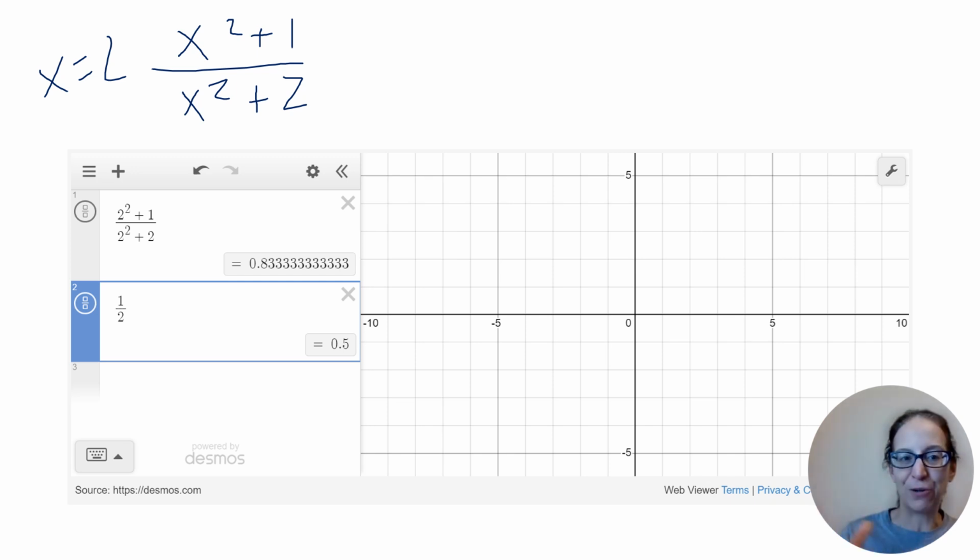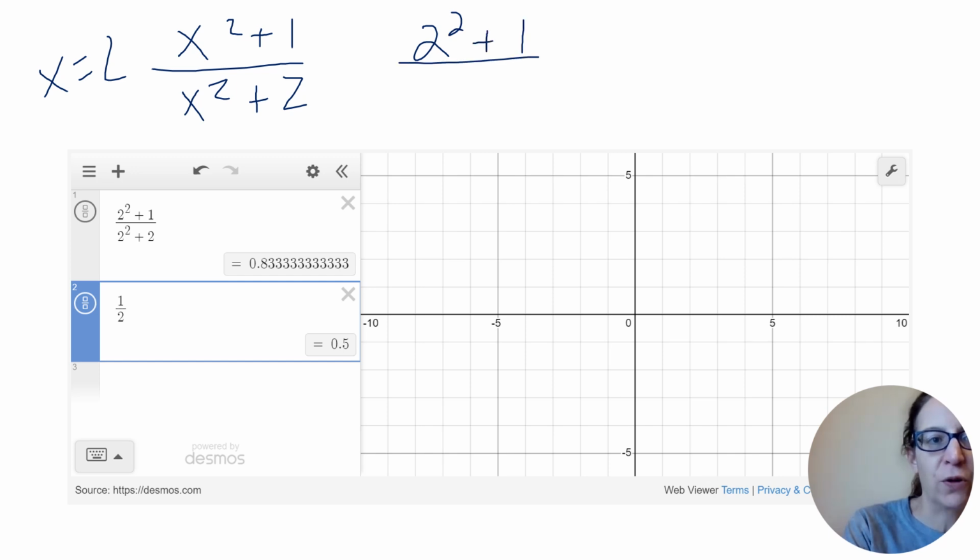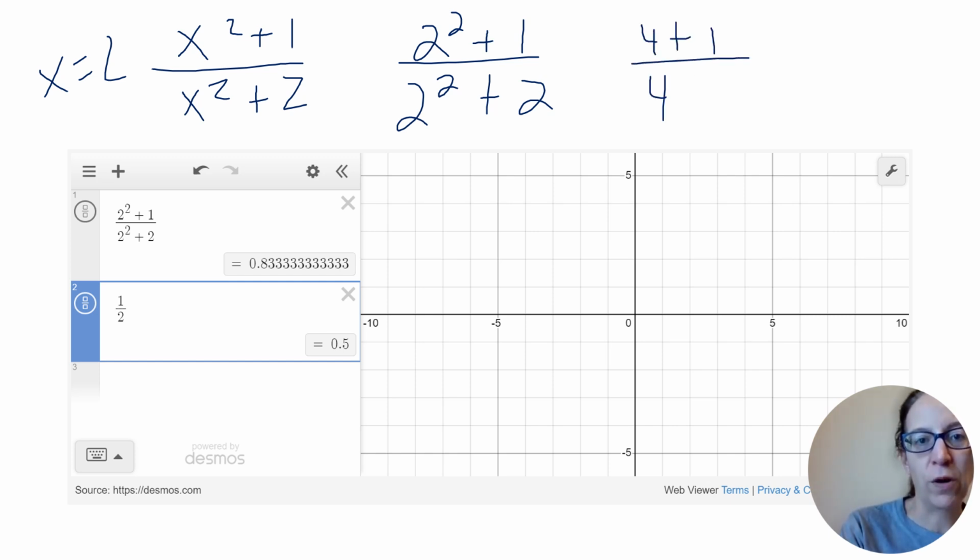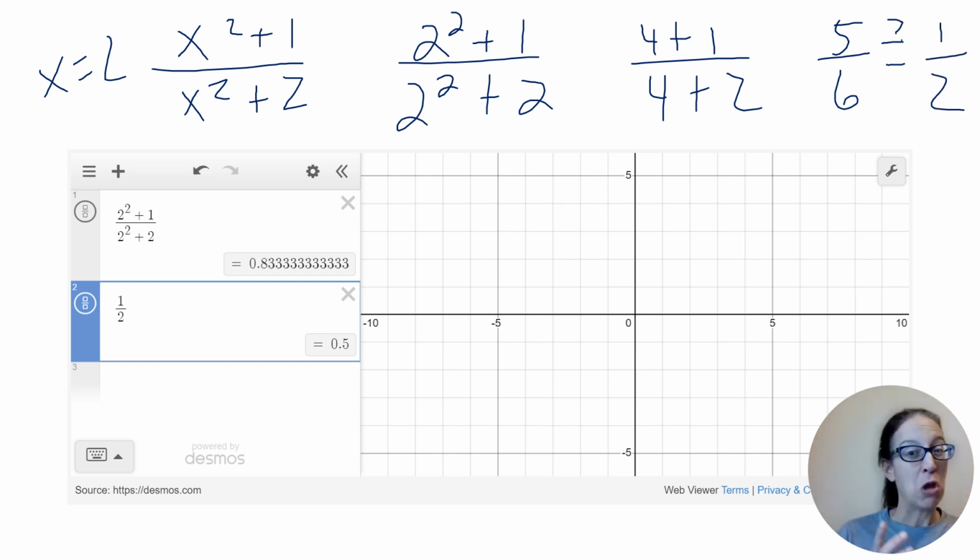So maybe pick 2. But let's go ahead, and what we're going to do is 2 squared plus 1 over 2 squared plus 2. And 2 squared is 4. So on top we have 4 plus 1, and on the bottom we have 4 plus 2. And so then I end up with 5 over 6. And the question would be, is 5 over 6 equal to 1/2? No, it is not equal to 1/2.